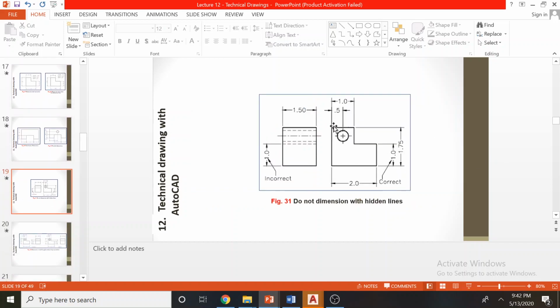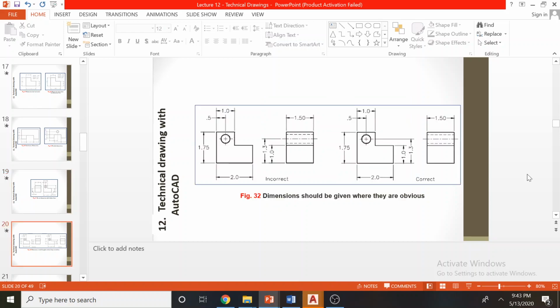And never dimension to a hidden line. This is incorrect, because they have dimensioned the hidden line. Normally we don't use this. Always dimension to a clear line like this. And it says dimensions should be given where they are obvious. This is incorrect, because this dimension is given to a center line. We should not give dimensions to a center line or a hidden line if it is not clear.